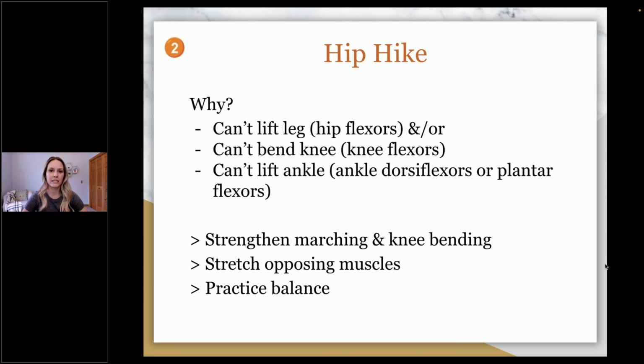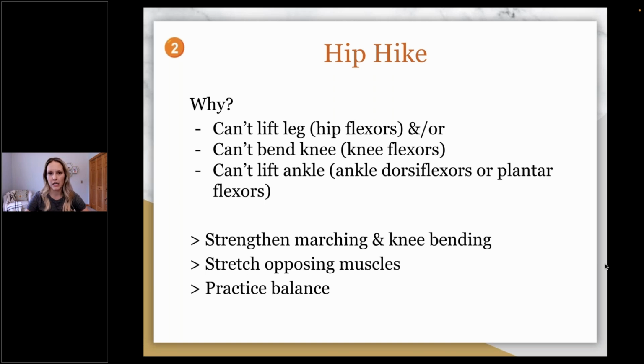All three of those things, if you can't do any or all of those things, your brain still needs to find a way to get you to move your leg forward, or both of your legs forward. And so one way that it does that is through the hip hike. So what can you do if you have hip hike?